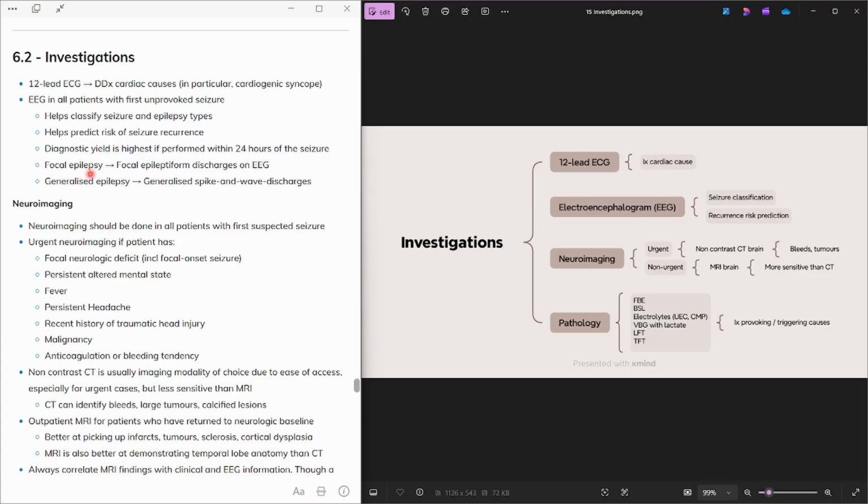In focal epilepsies, the EEG findings are focal epileptiform discharges, whereas for generalized epilepsy, it will show a generalized spike and wave discharge pattern.